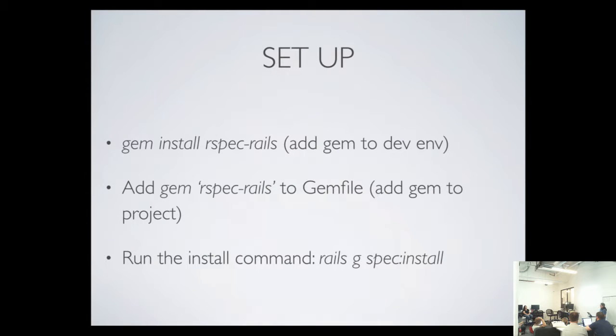So we'll start off with the setup. Setting up RSPEC-RAILS in your project isn't too difficult. What you really need is RSPEC-RAILS in your dev environment. You're going to add the gem RSPEC-RAILS to the Gemfile, and you're going to run generate RSPEC. Oh, that's a little wrong. Autocomplete is messing with me here. This needs to be RSPEC, but we'll see that in a second.